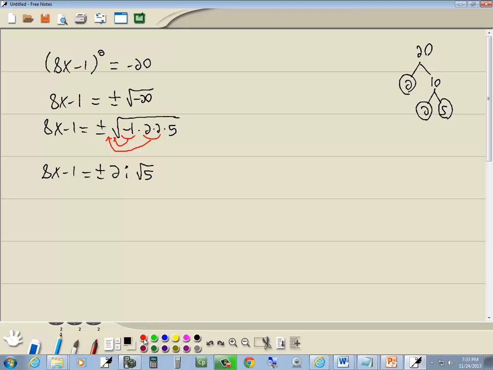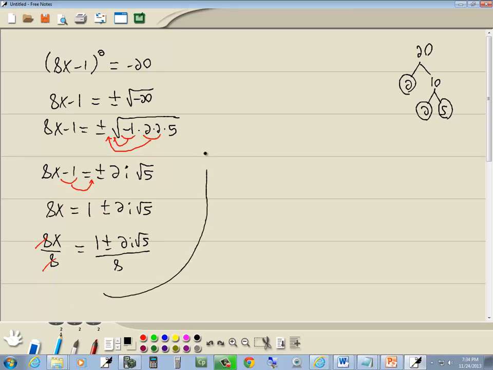Now our goal is to get the x by itself, so we'll work on that now. I'll take negative 1 over to the right side. So we've got 8x = 1 ± 2i√5. And then we'll divide both sides by 8, giving (1 ± 2i√5)/8. The 8's cancel, and we've got x = (1 ± 2i√5)/8.